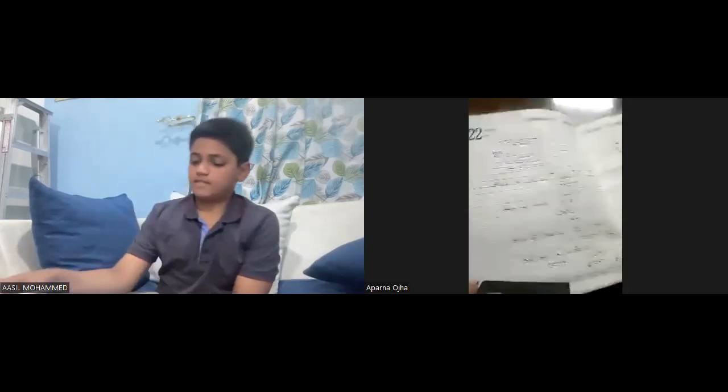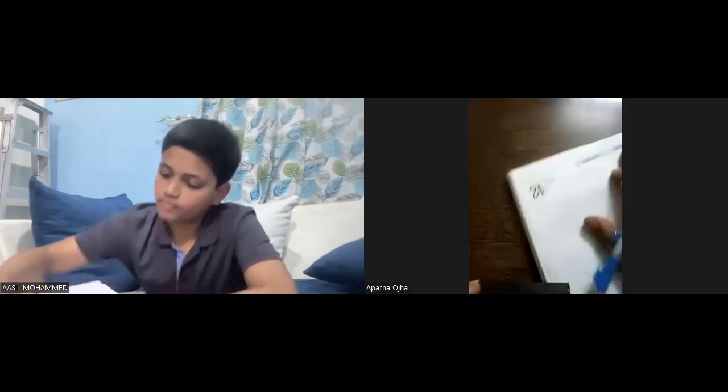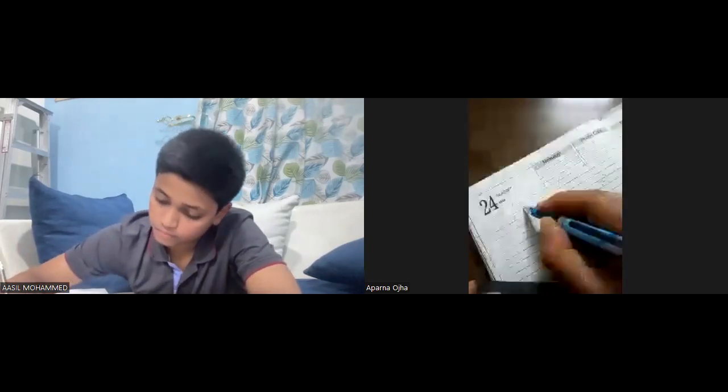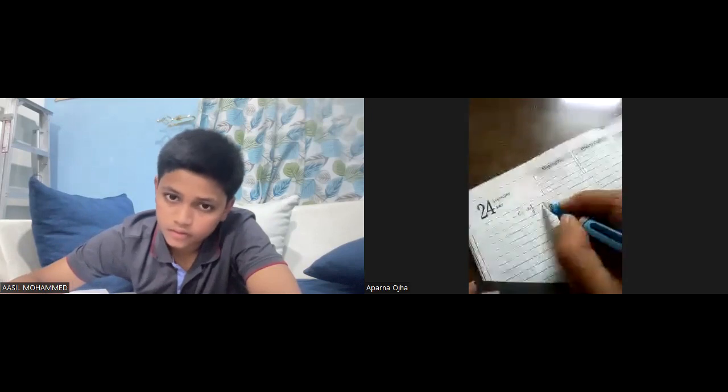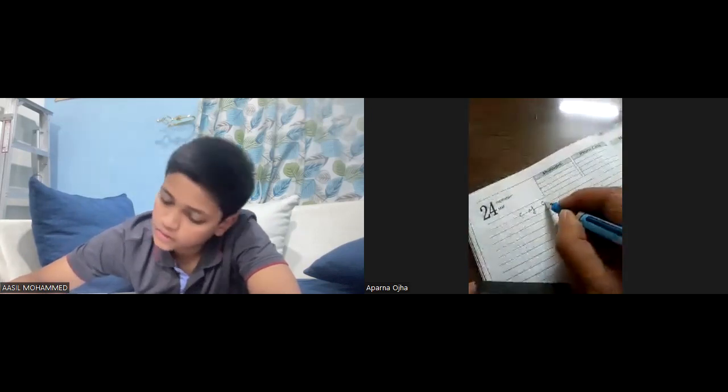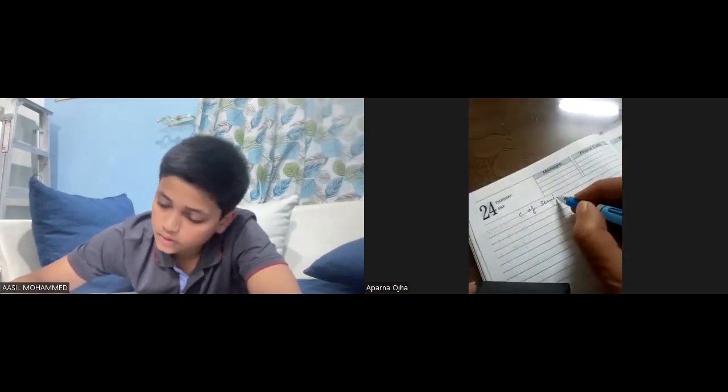Perimeter is the circumference. What is the formula of the circumference of a circle? 2 pi r. Not 2 r pi, only 2 pi r. Okay, so can you find the circumference of the semicircle? 2 are there, so multiply with 2.